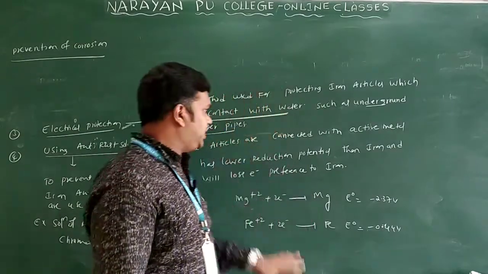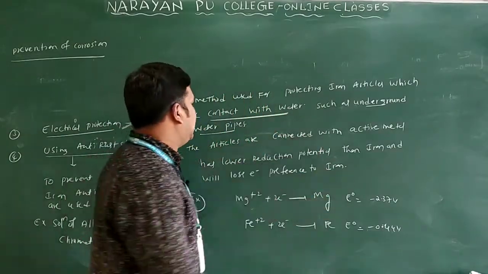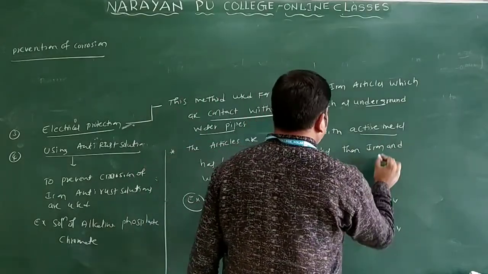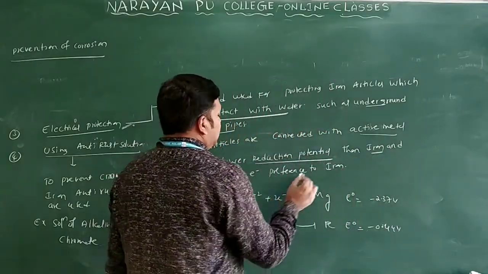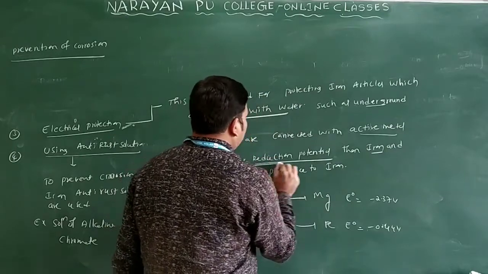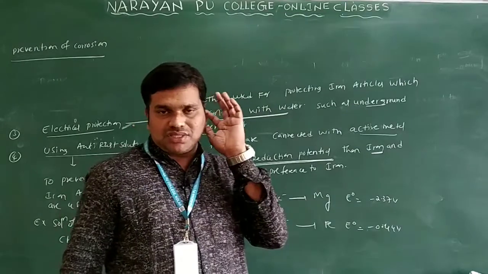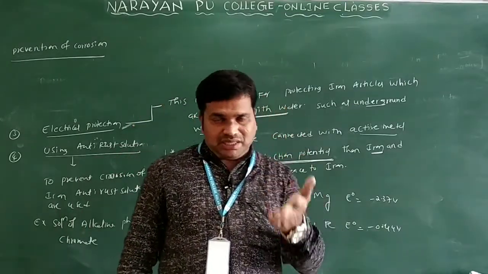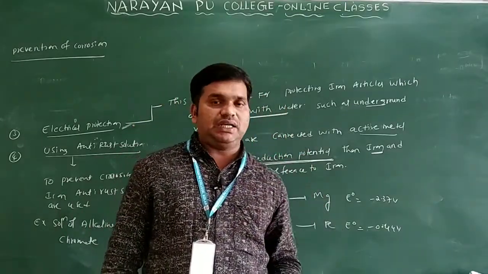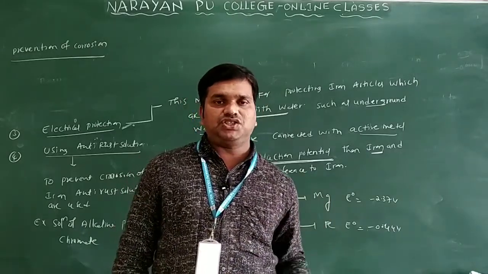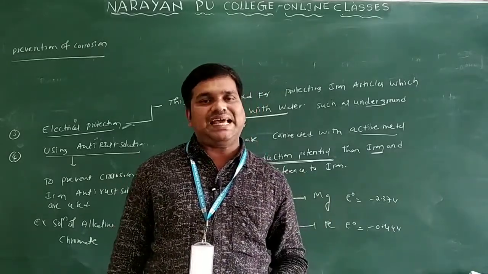How are they protected here? These articles can be connected with active metals which have lower reduction potentials than iron. Active metals which have lower reduction potential than what here? Iron. What are the active metals we have? We have zinc, magnesium, sodium, potassium, calcium, barium, aluminum. These are called active metals.